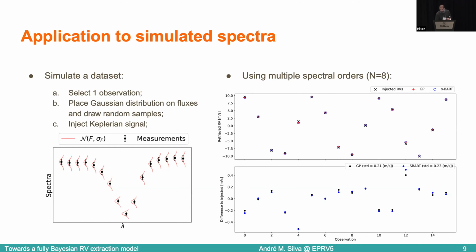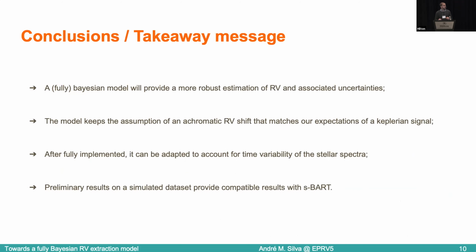So just to summarize and to not take much more time, we have a new Gaussian process model, and even with many simplifications on top of it, we are already getting results compatible with SBART. And so this means that it will be a very promising approach to extract radial velocities. Thank you. And if you have any questions.